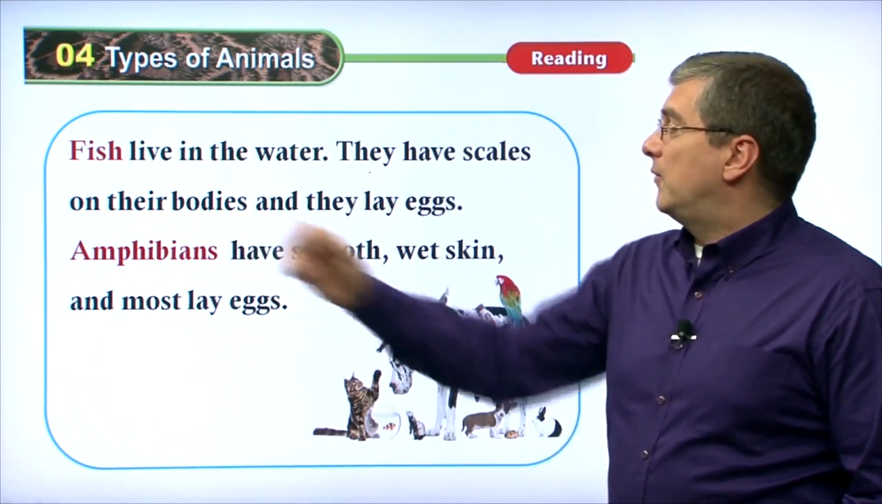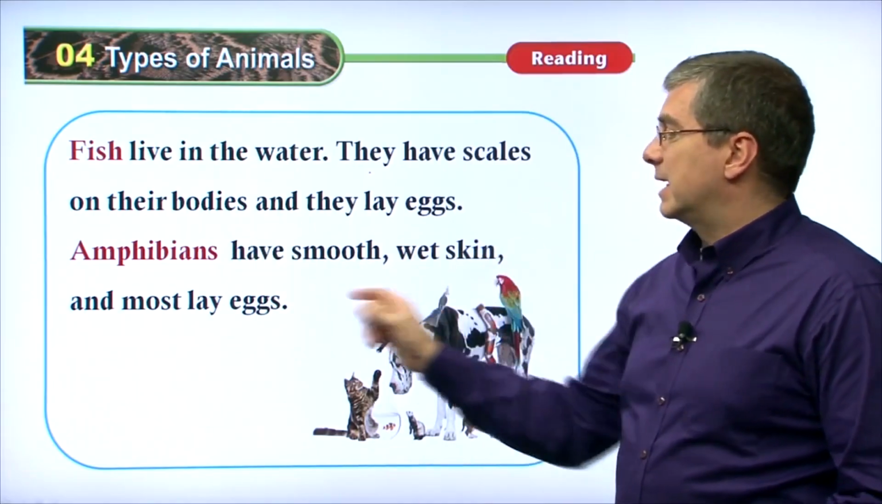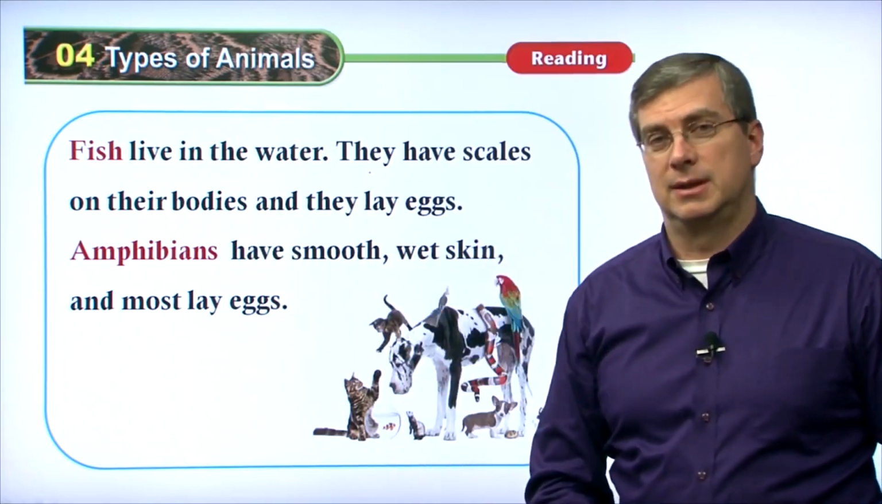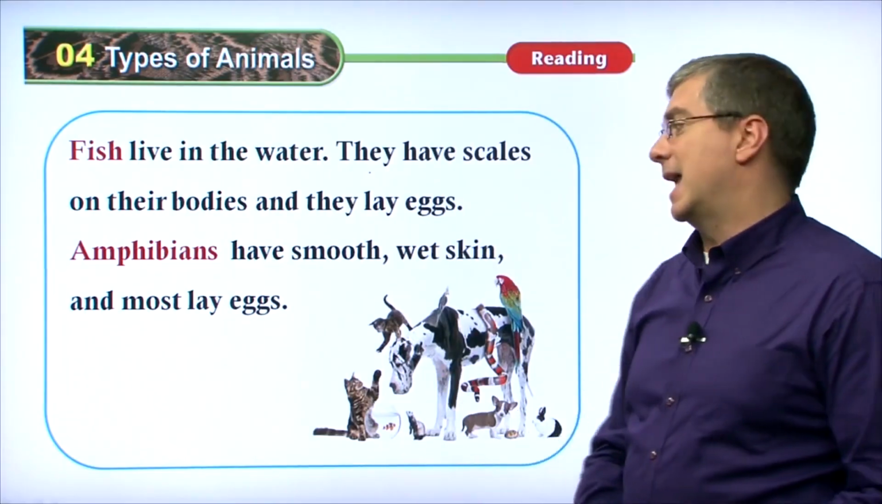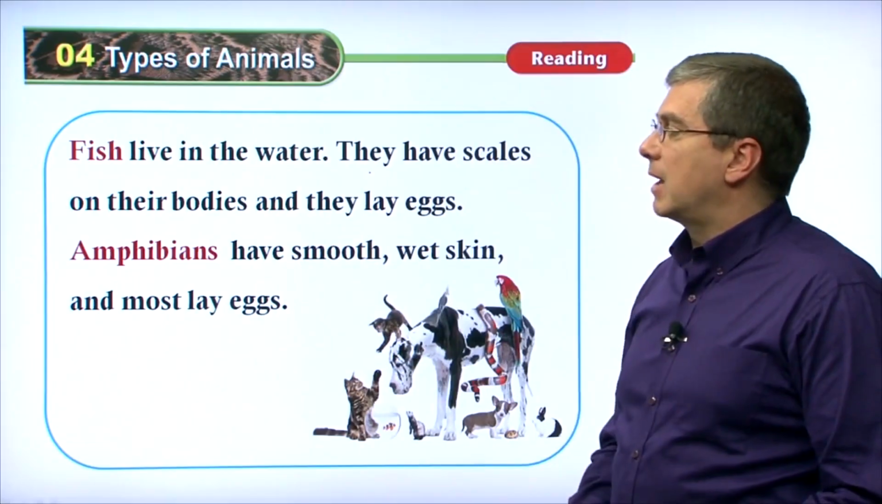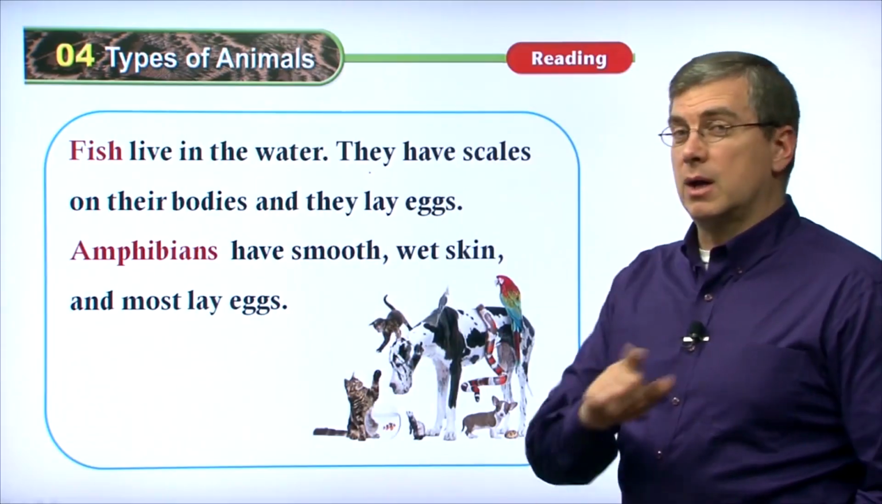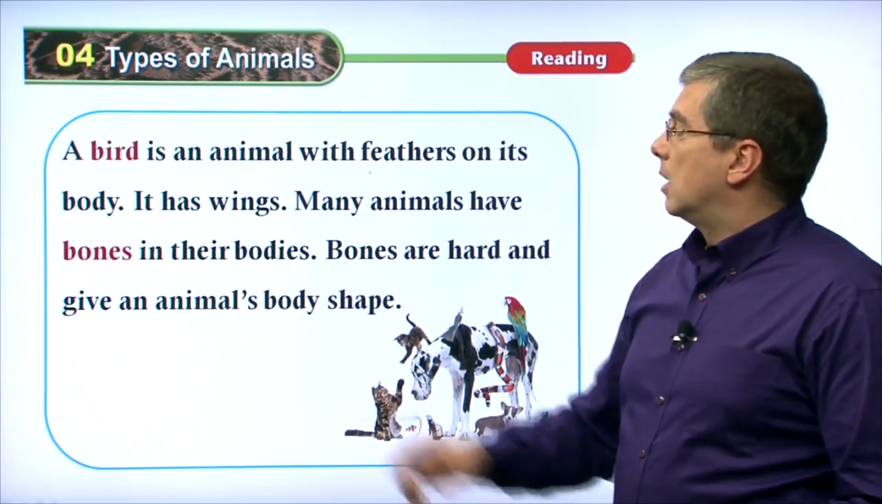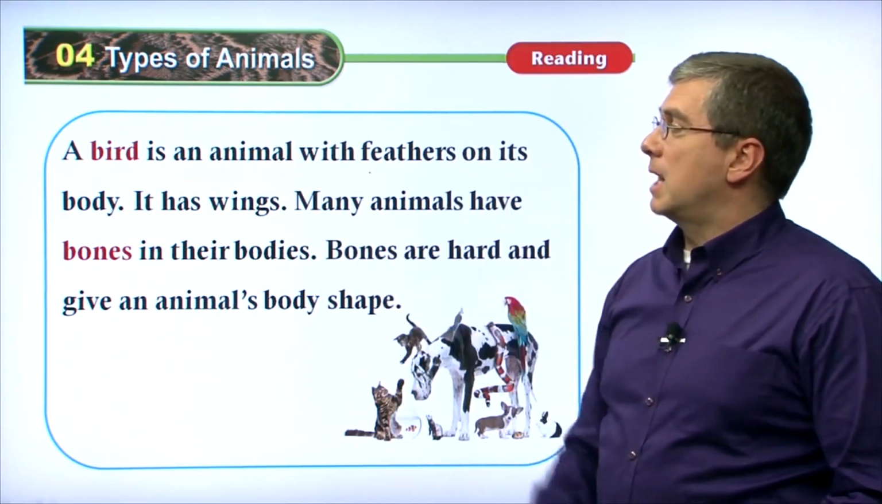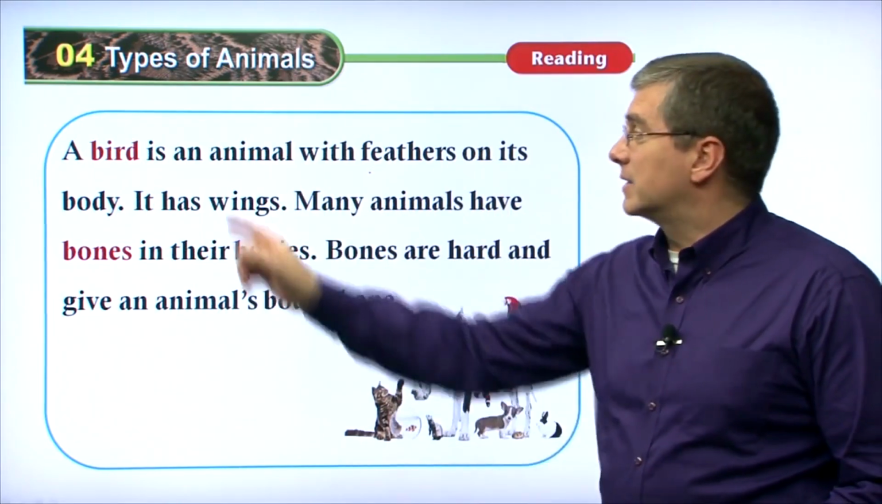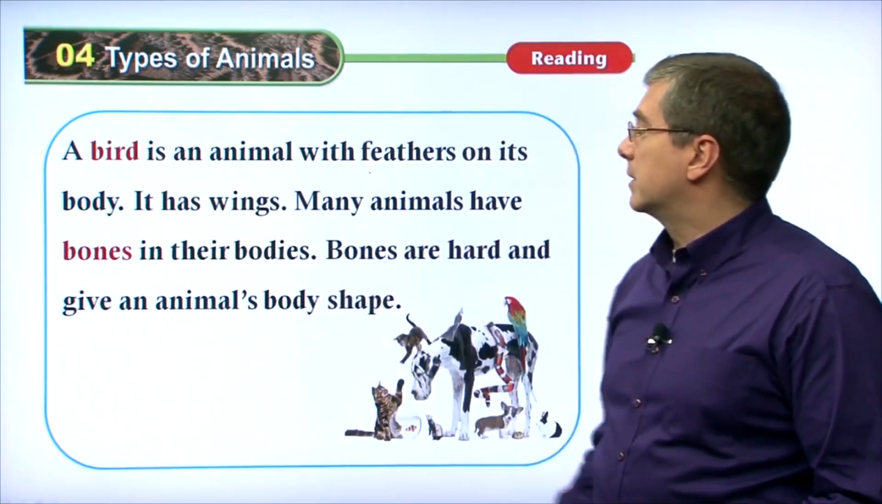Okay. Amphibians have smooth, wet skin and most lay eggs. Not all, but most amphibians lay eggs. So these are details about amphibians. Okay. We have a couple more groups to go over. Bird. A bird is an animal with feathers on its body. Birds have wings. A bird has wings.